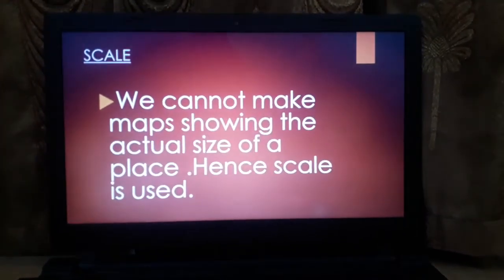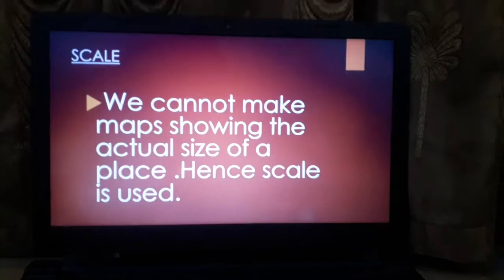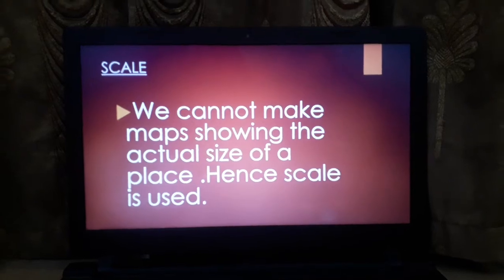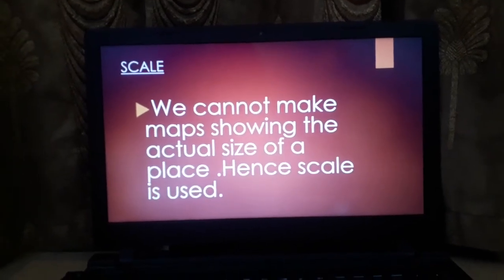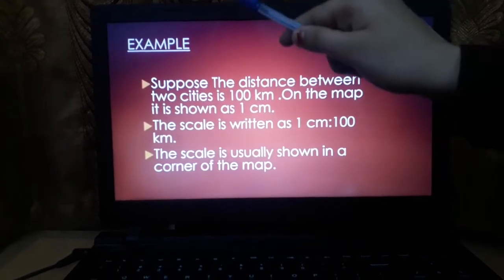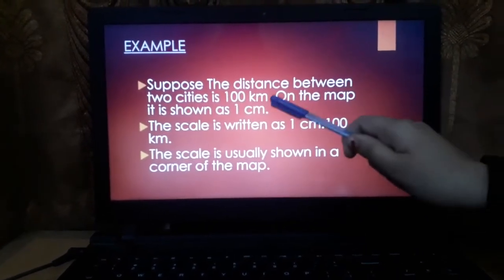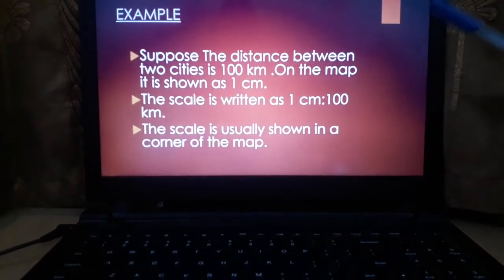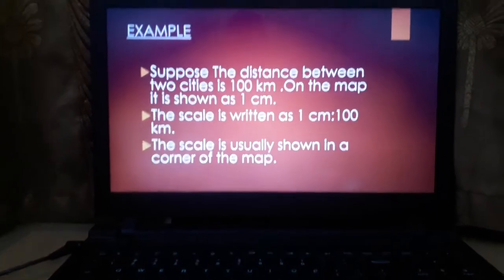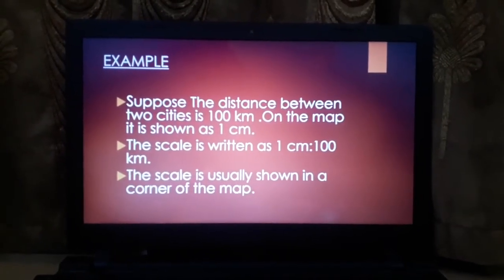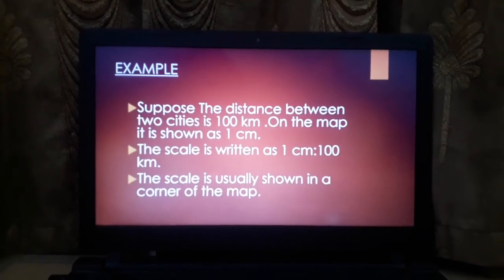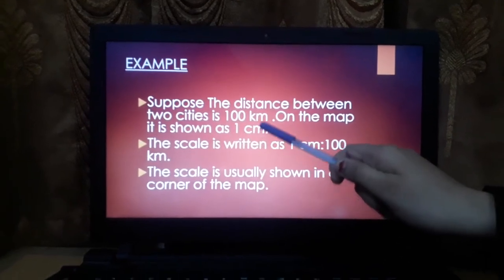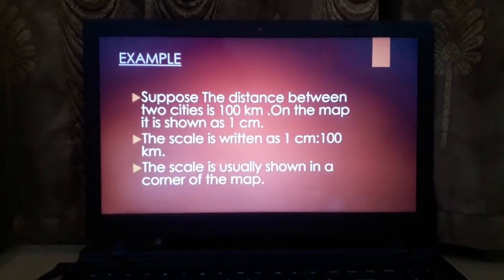For example, India is a very big country. Can we show India? For example, the length of the country is 3200 kilometers. Can we show 3200 kilometers on a map? No, we cannot. Hence, the scale is used. Suppose the distance between two cities is 100 kilometers. On the map, we will show it as 1 centimeter. We will bring it to a smaller unit. So, the scale shows that 1 centimeter is equal to 100 kilometers on a map.